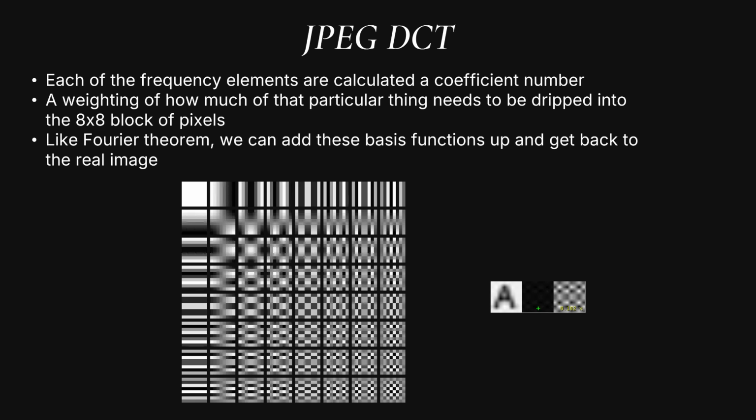So these numbers here, we call these coefficient numbers. So what's the coefficient number of each of these? And like I say, these are called basis images, basis functions. So they're just different frequencies. So it's almost like layering it, isn't it? Yeah. Each step.